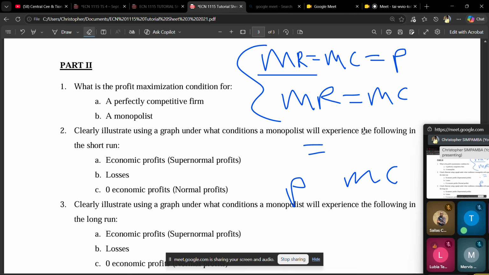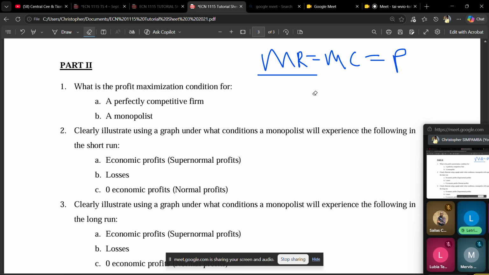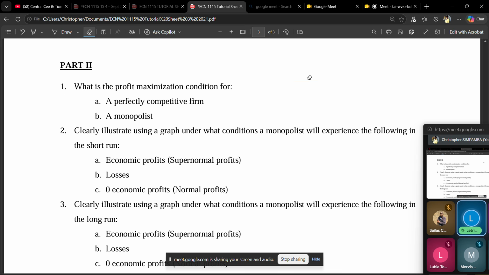Yeah, so these conditions, yes, Letitia. On the condition for a perfectly competitive firm, can you also include the demand? Is it okay to include it? Demand is the price. Price is also average revenue, so there's no need to include it.